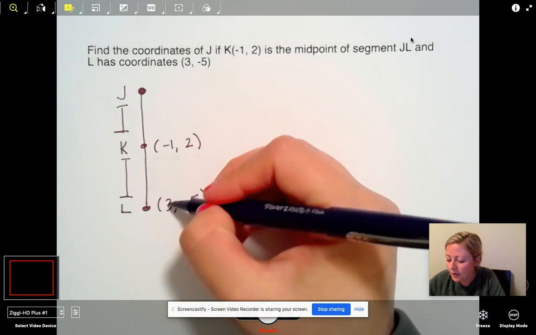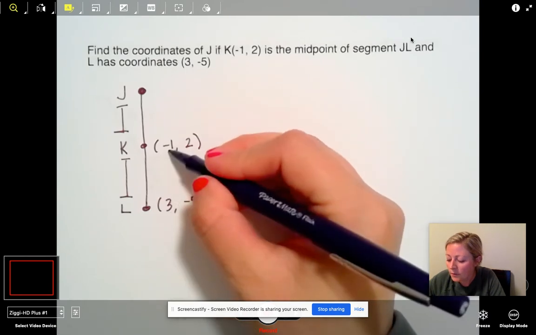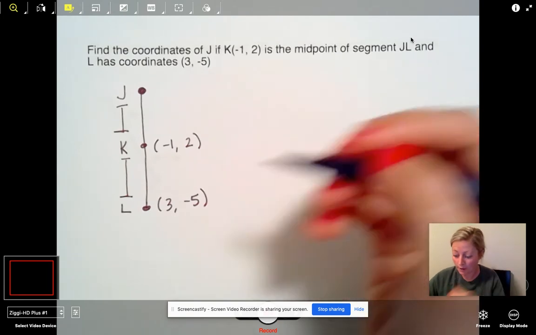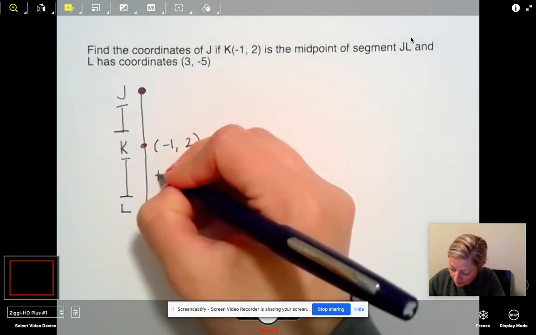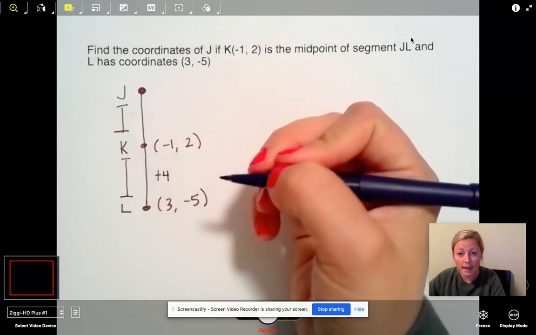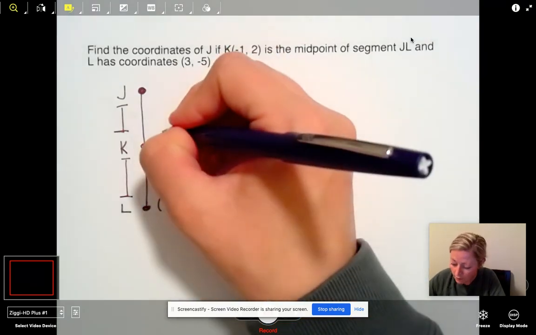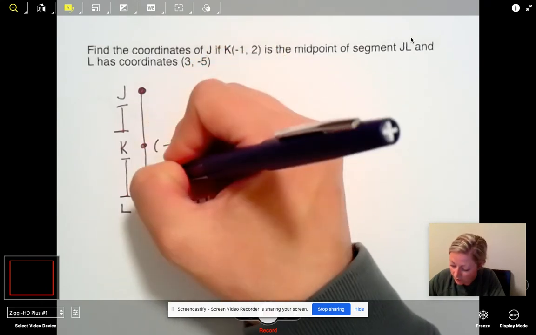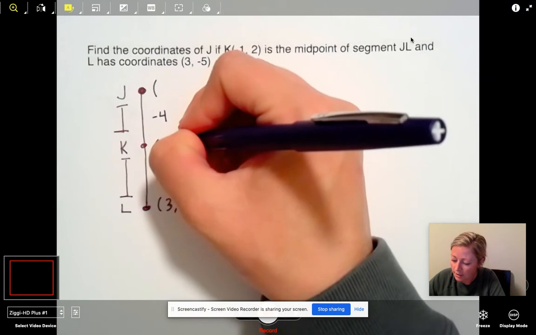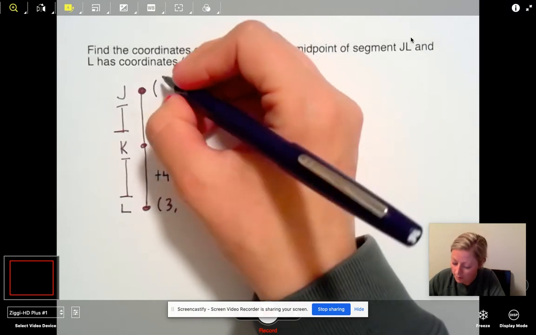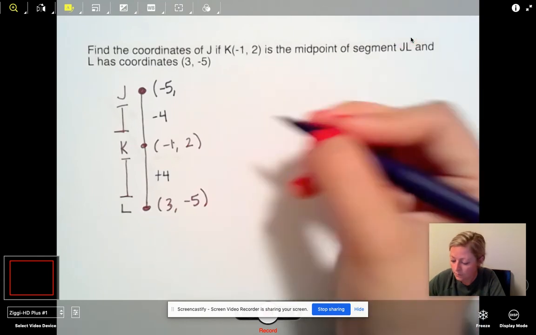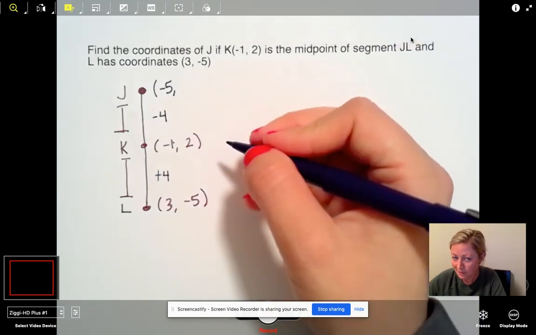Because let's see here. If I want to go from -1 to 3, what do I do? I add 4. I'm adding 4 this way. So from -1 to 3, I had to add 4. Well, now I need to go 4 the other way to get to J. So if I added 4 here, then I need to subtract 4. So -1 minus 4 more is -5. Are you with me? Did I lose any of you?